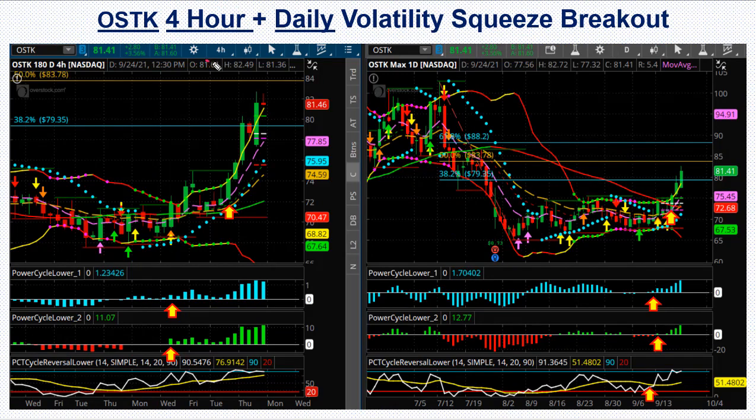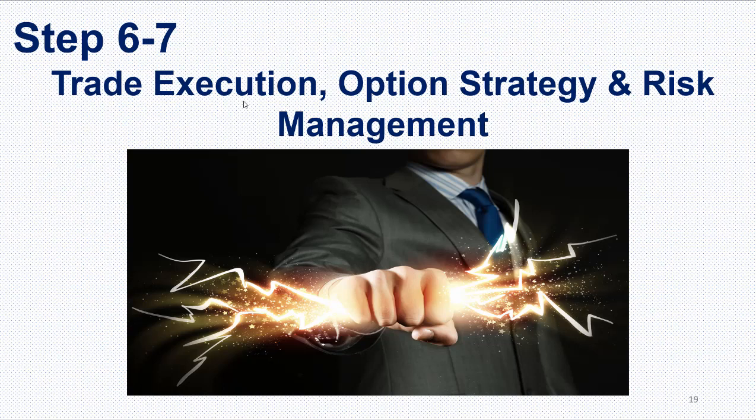So I like the combination of a 4-hour with the daily. So this is an example. This was Overstock. So you can see here, it had a really tight, nice compression squeeze going on the 4-hour, which triggered first, and then that triggered the daily right here. See that compression squeeze? Momentum all pointing up, so potential direction was to the upside. Next, we want to look at the trade execution, option strategy to use, and risk management.